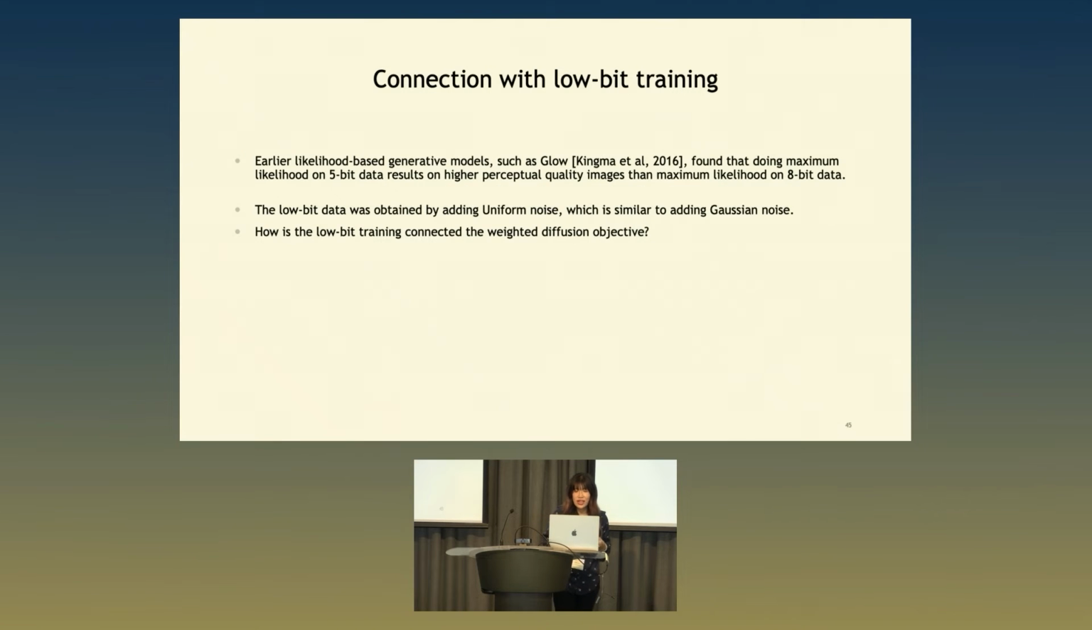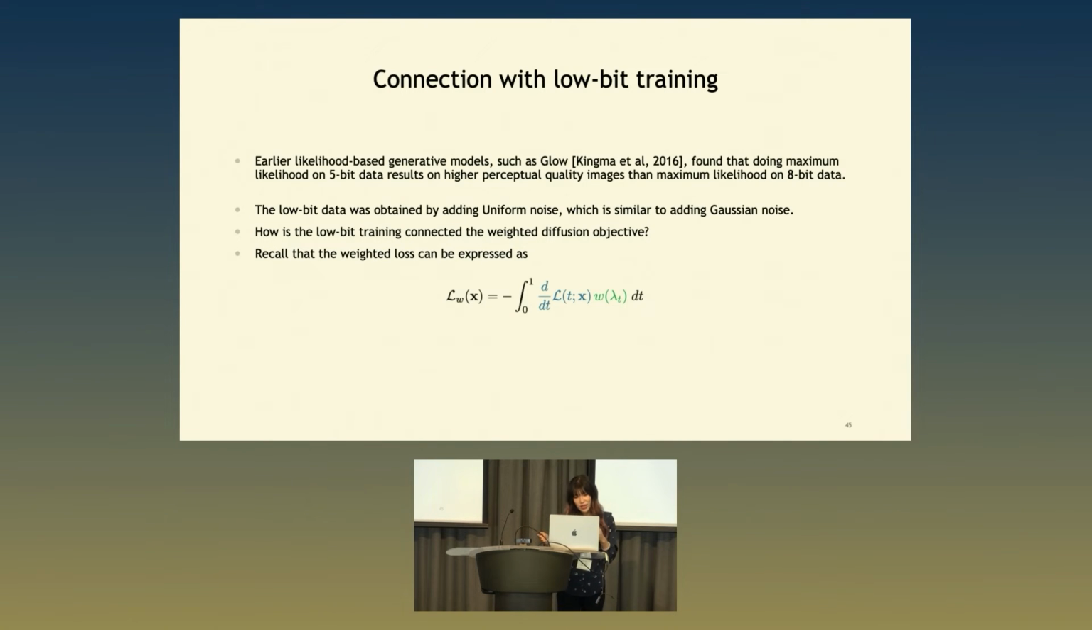And we can also draw another connection with low bit training. This is another technique widely used in previous literature. For example, for flow-based generative modeling, instead of training on the full 8-bit data, which is the full bit depth for image data, sometimes you reduce the number of bits to, say, 5-bit, and it usually leads to better perceptual quality. The low bit data is usually obtained by simply adding uniform noise, and in certain cases it's really similar to adding Gaussian noise. We want to draw a connection with low bit training.